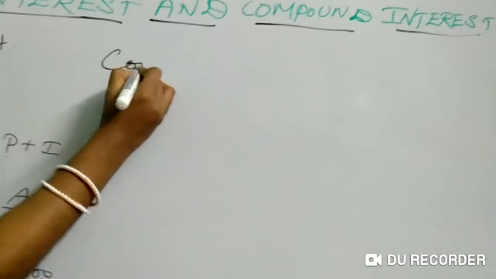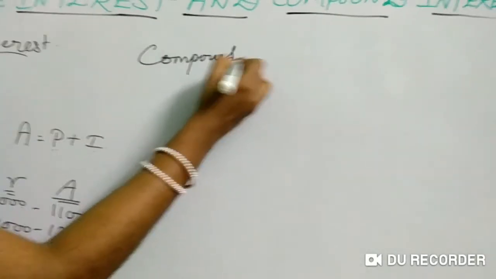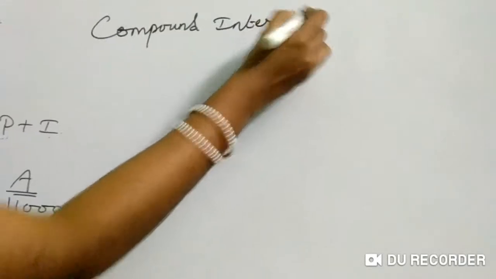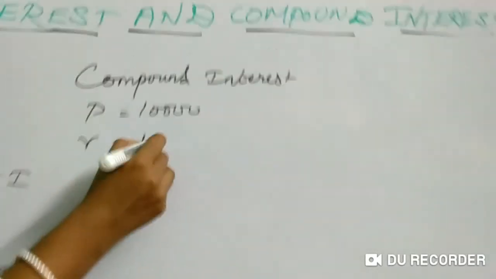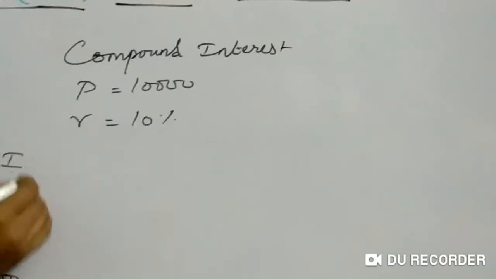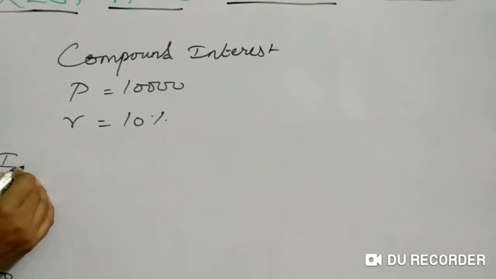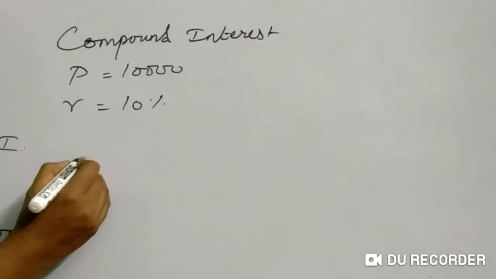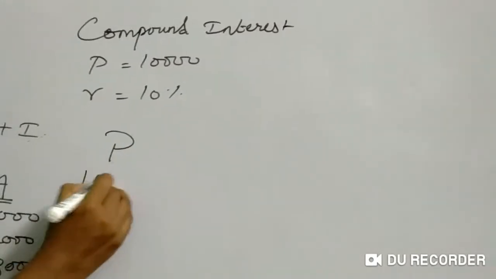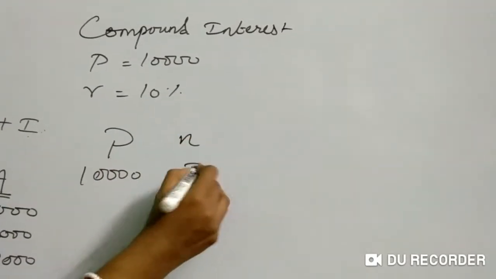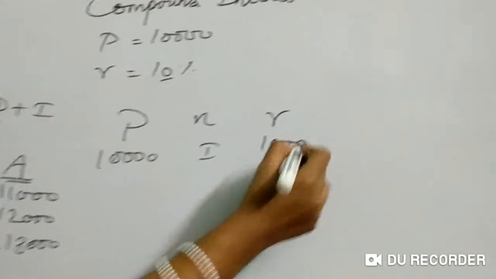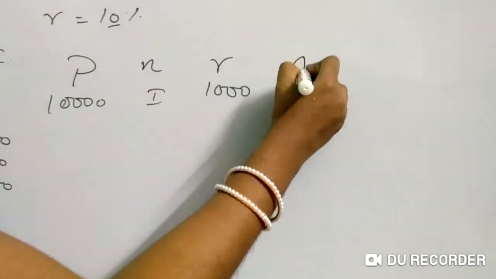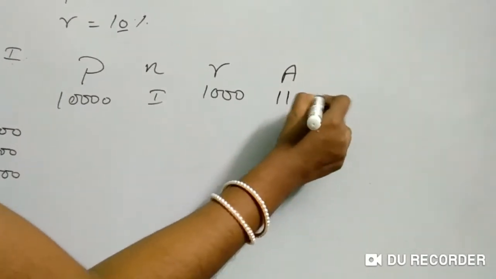Now let us see the same example for compound interest. That is, I am taking the same principal as 10,000 and the rate of interest as 10%. Now let us see what is happening here. Here the same formula for amount, that is principal plus interest. So now I am taking P as 10,000 and this is number of years for the first year. Rate of interest 10% means in 10,000, 10% value is 1,000 rupees. See, the amount for the first year is 11,000 rupees.